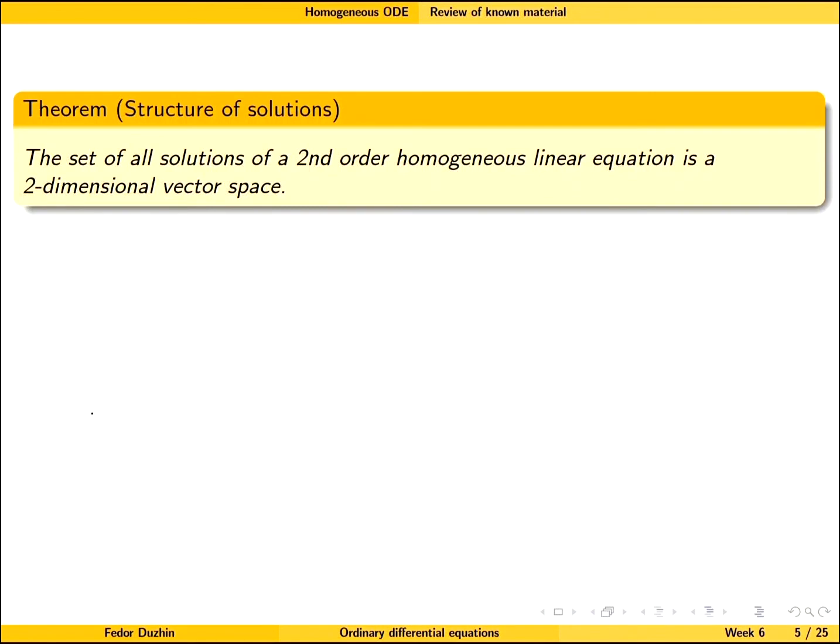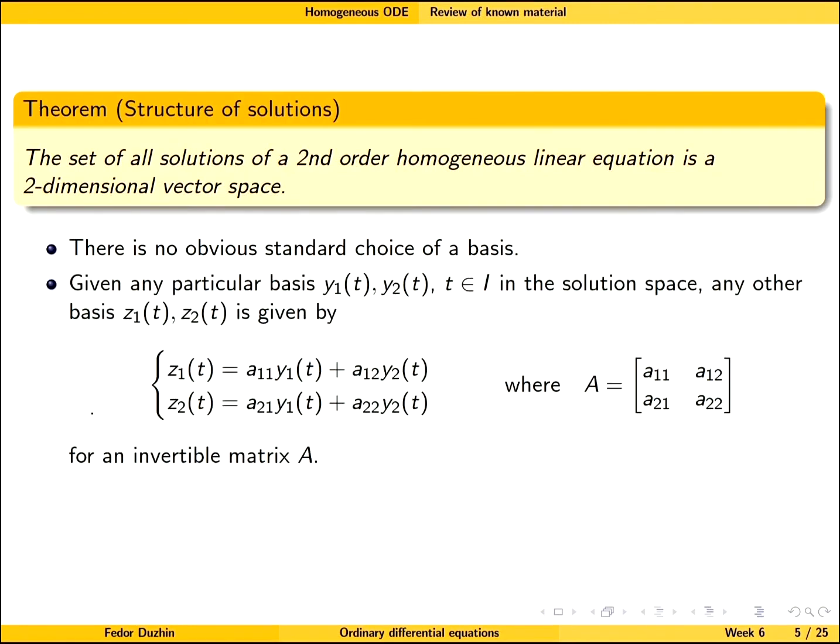Then a very important result from the previous week is that the set of all solutions of a second order homogeneous linear differential equation is a two-dimensional vector space. Well, but with two-dimensional vector spaces, it means that there exists a basis of two elements, but generally speaking, there is no obvious standard choice of a basis here. Right? And then if we have any particular basis, it's just like in any vector space. If we multiply our basis by an invertible matrix, then we get another basis.